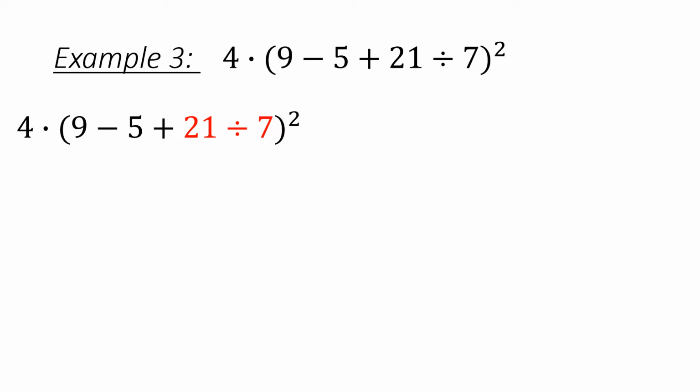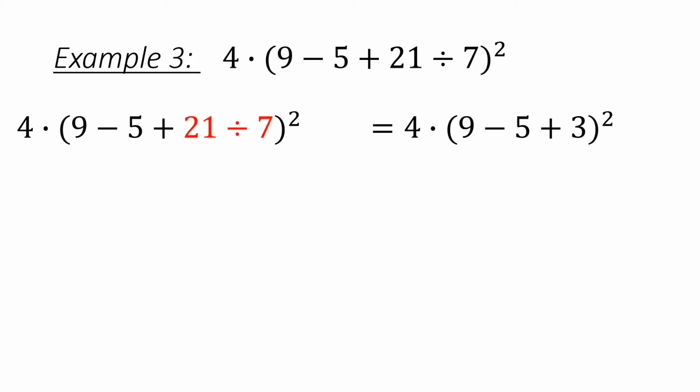And so inside the parentheses, we have subtraction, we have addition, and we have division. So we must do the division first. And so we're going to divide 21 divided by 7, which gives us a 3. So I simplified everything down, and now I'm left with 9 minus 5 plus 3 inside of the parentheses. I'm not done with the parentheses piece yet. I have to finish out the parentheses.